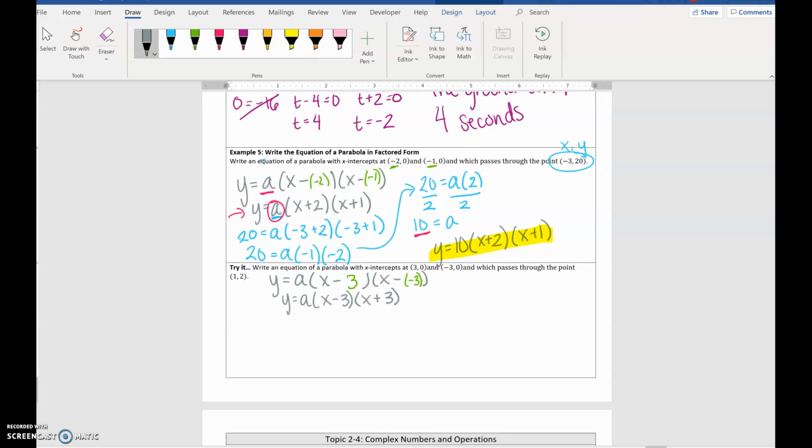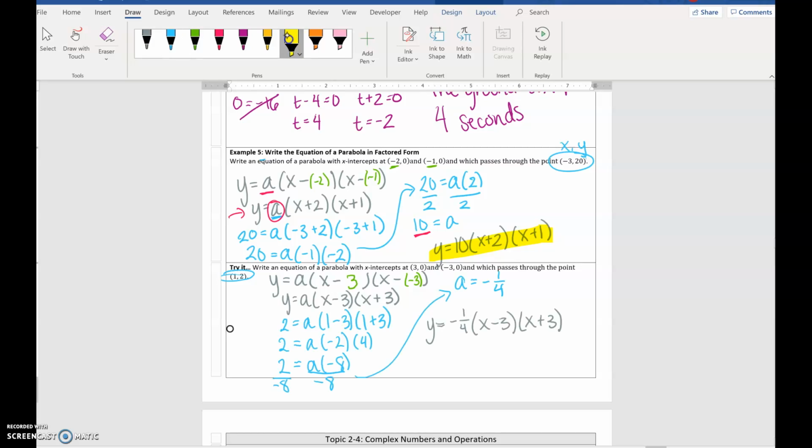So here it is before I plug in this point right here to x and y. So 3 and negative 3, and then it becomes negative 3 and positive 3. But again, it's opposite of what we're seeing there. So now I'm going to plug in this point to get a. Okay, and I plugged the 1, 2 in, and I got that a equals negative 1/4. So then I put my a in the front, and I put my x-intercepts there, and that is your final answer. And that is it for section 3 of topic 2.